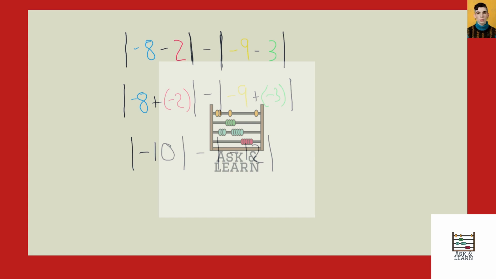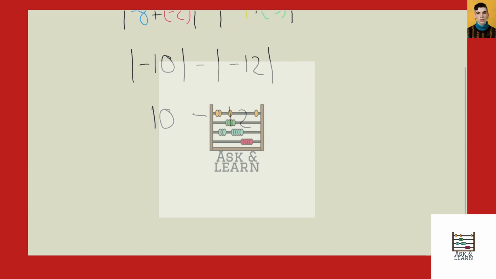Now that we only have a single number inside each absolute value, we can actually find the absolute value. The absolute value of negative 10 would be positive 10. The absolute value of negative 12 would be positive 12. This subtraction sign right here was not part of either of the absolute value bars, so it just gets carried down. Meaning we are being asked to do 10 minus 12. Or, another way of saying it would be 10 plus negative 12.